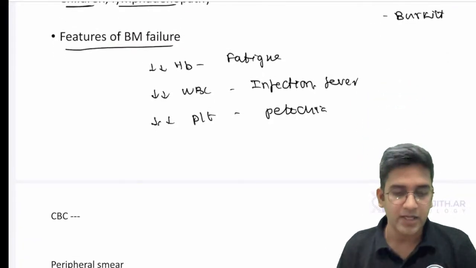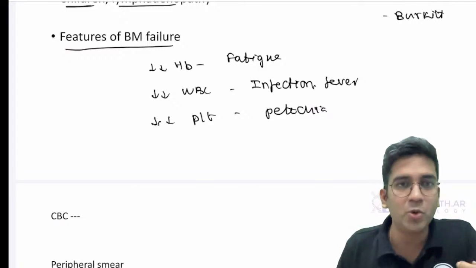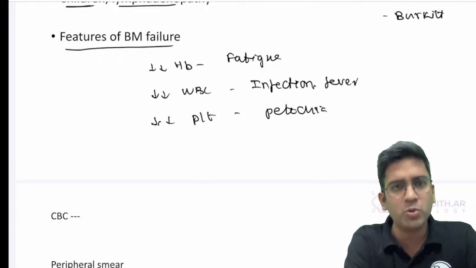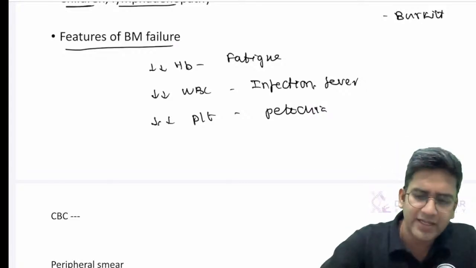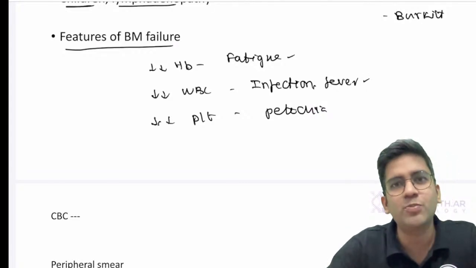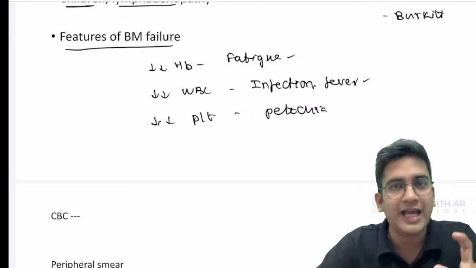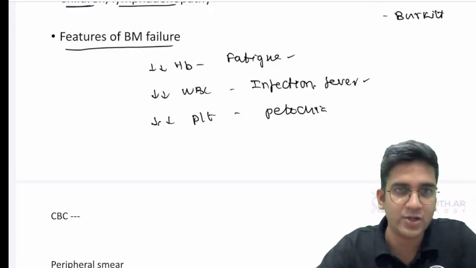Fine. So these are the features of a bone marrow failure. These are classical findings of bone marrow failure. It could be anything. Most likely the history will be a non-specific fever or fatigue. But a child having lymphadenopathy, all these features are diagnostic and characteristic.